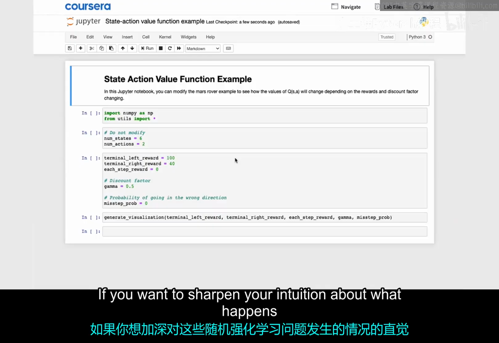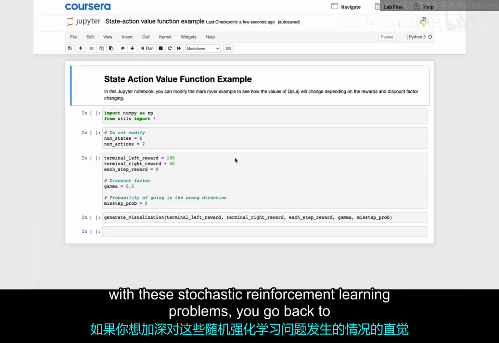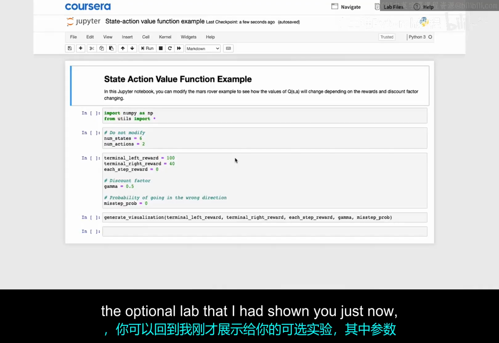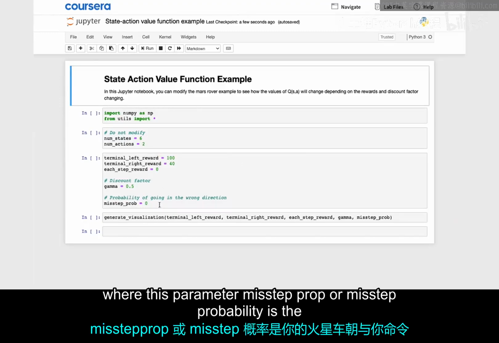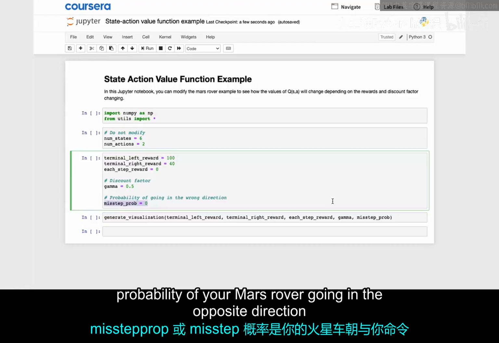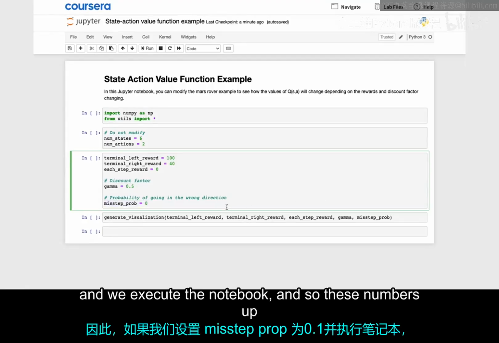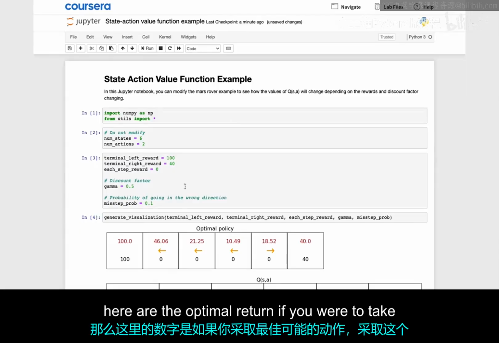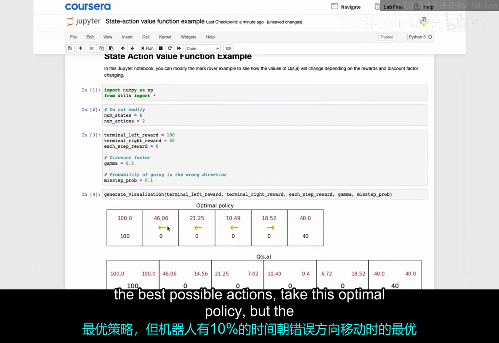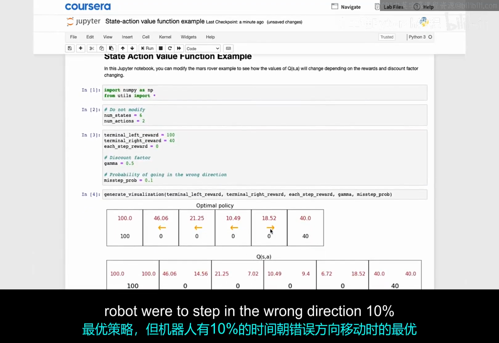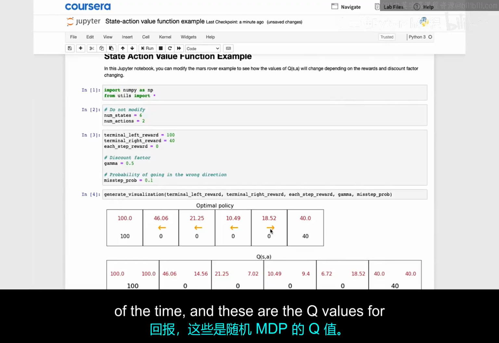If you want to sharpen your intuition about what happens with these stochastic reinforcement learning problems, you can go back to the optional lab that I had shown you just now, where this parameter misstep probability is the probability of your Mars rover going in the opposite direction than you had commanded it to. So if we set misstep prob to be 0.1 and re-execute the notebook, these numbers up here are the optimal return if you were to take the best possible actions, take this optimal policy, but the robot were to step in the wrong direction 10% of the time.